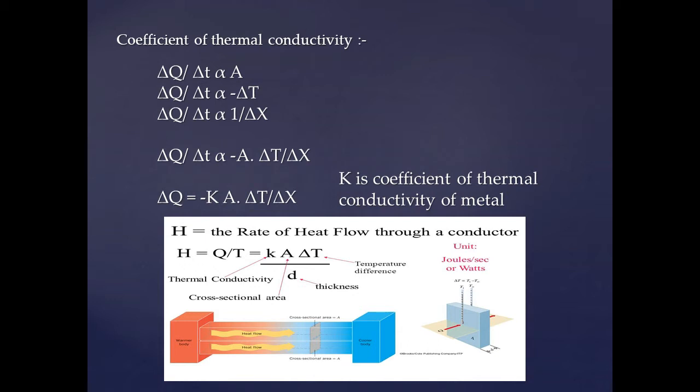So now we'll convert our first equation from proportionality to equality. So del Q by del t is equal to K into A into del T by del x, where K is the constant of proportionality called coefficient of thermal conductivity of the metal, and del T by del x is called the temperature gradient.